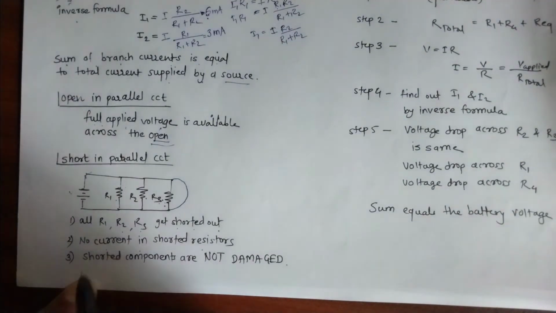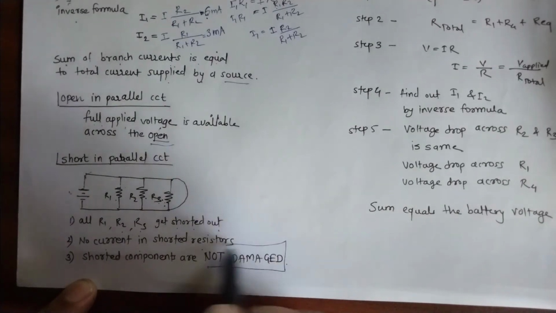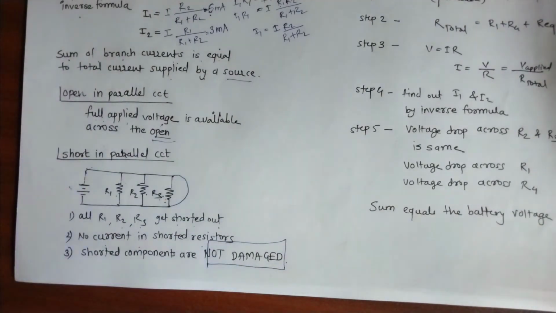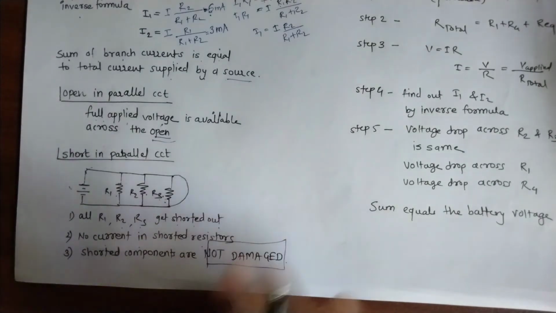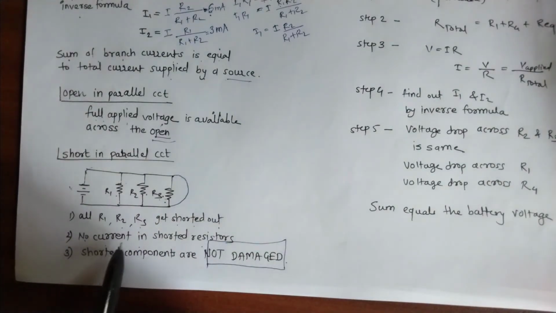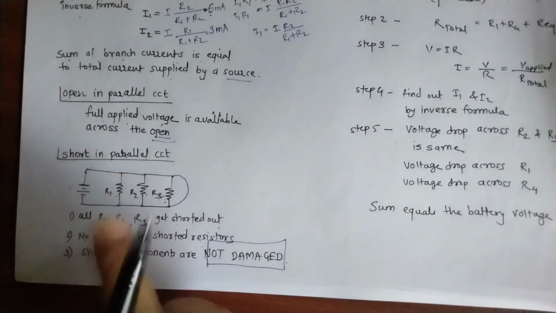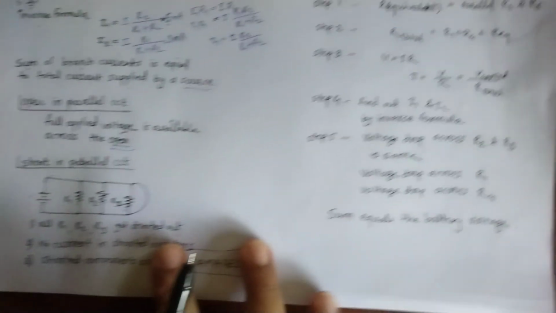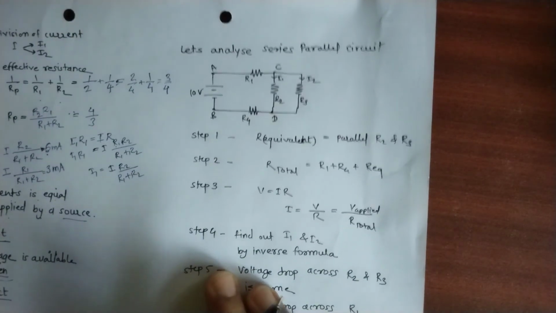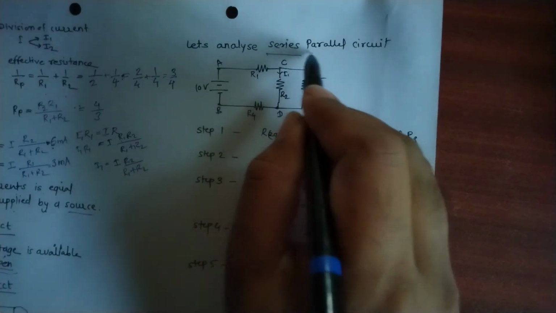Okay, so next point is that shorted components are not damaged. As we have seen in the series circuit, it gets damaged. It is not the case with the parallel circuit. Why? Because there is no current in the shorted resistors, right? So let's take an example of a series and parallel circuit.